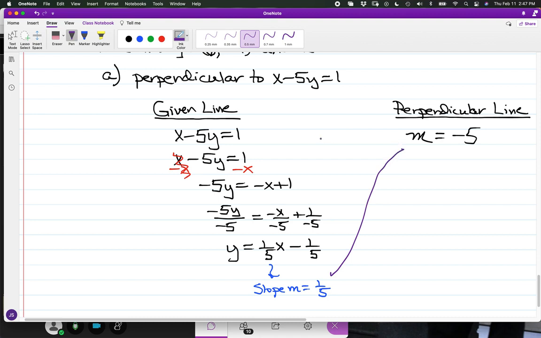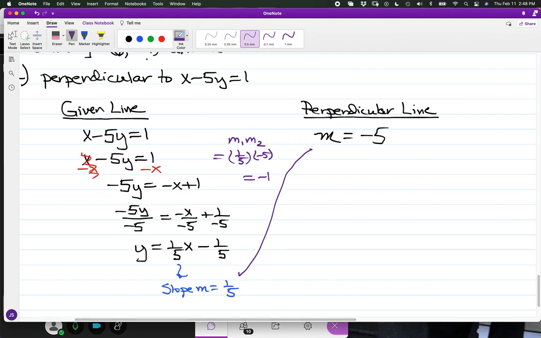Again, the product of the slopes, like 1/5 times negative 5, again, we have negative 1. Again, we have the point through which the line passes. Okay, so we have 6, negative 4.